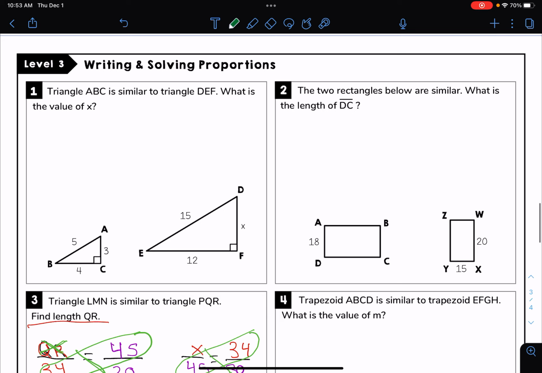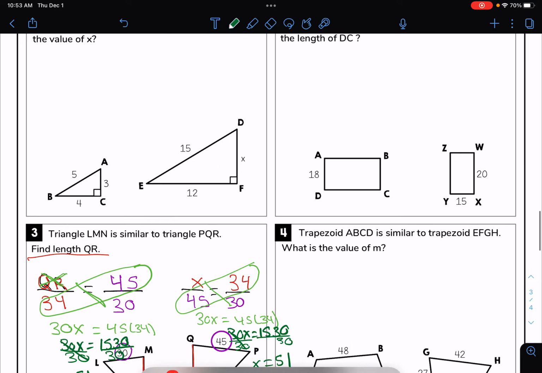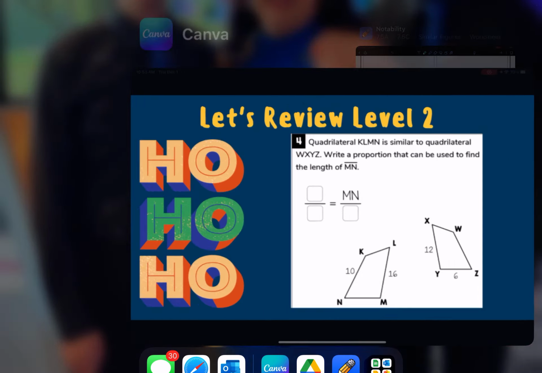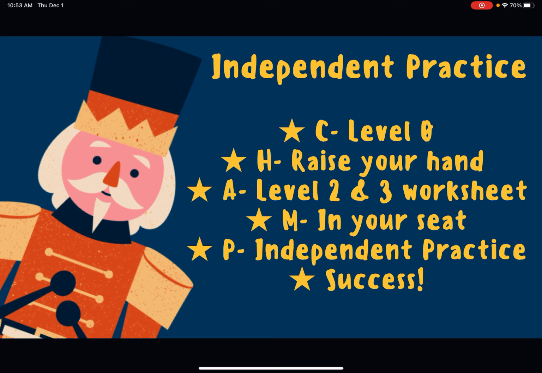This is independent practice. You will have the expectations posted on the board. But just in case, you need to know what those expectations are beforehand. Your expectations are to be on a level 0. Raise your hand if you need help. You are going to complete levels 2 and 3 on the worksheet, like I said, and you're going to remain in your seat, and it is independent practice. The goal is to be successful. It is due at the end of class. So make sure you turn it in to the sub before you leave.